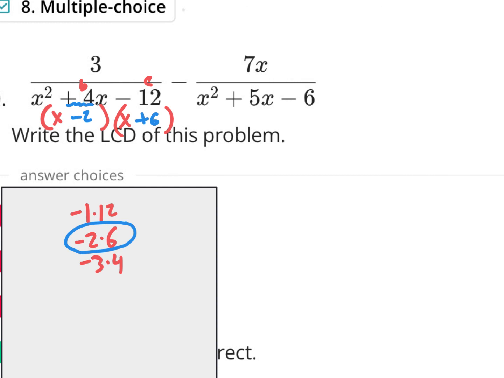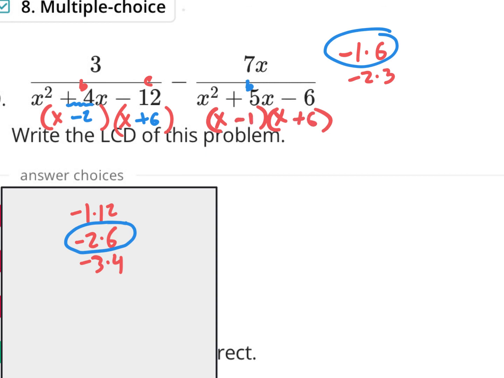Let's factor the second denominator. What times what is negative 6 that if I combine together is positive 5? It's either negative 1 times 6 or negative 2 times 3. Which one? Negative 2 and 3, if I add that together, gives me a 1. Negative 1 times 6, if I add those together, it really does give me a positive 5, the B value. So I don't have to change any signs either. That's a negative 1, that's a positive 6. And those are my denominators already factored.